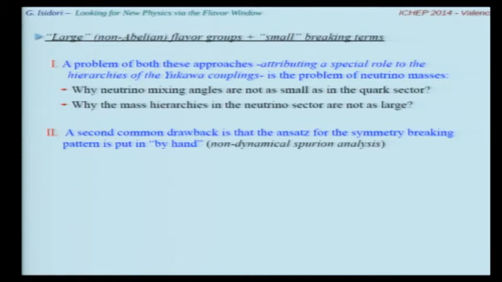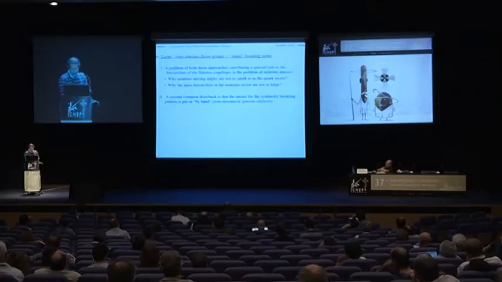So why is the neutrino so different? Why don't we see any hierarchy there, if this hierarchy plays an important role? A second, actually more important drawback is the fact that this ansatz for the symmetry breaking is put in by hand. We just fit the Yukawa from what we see in experiment. So it would be nice to have a dynamical explanation.